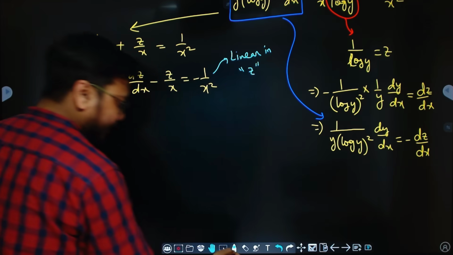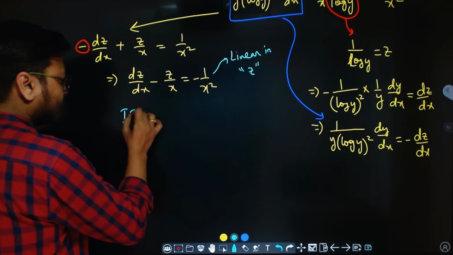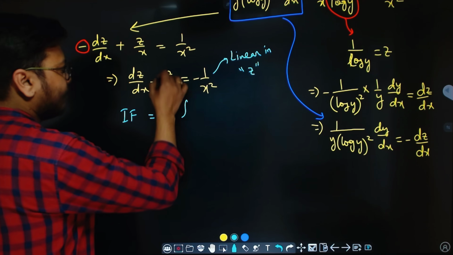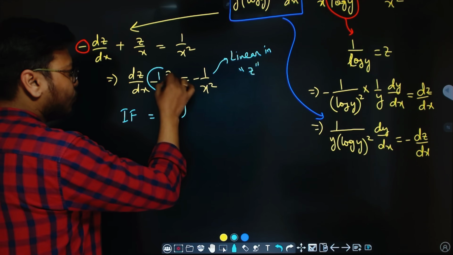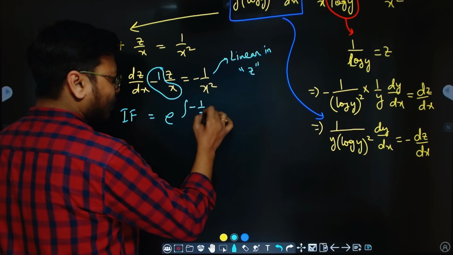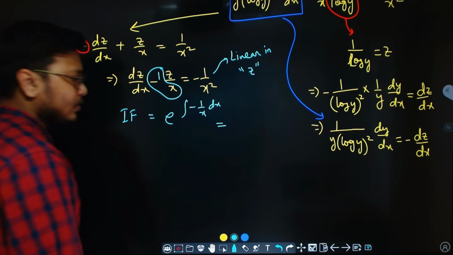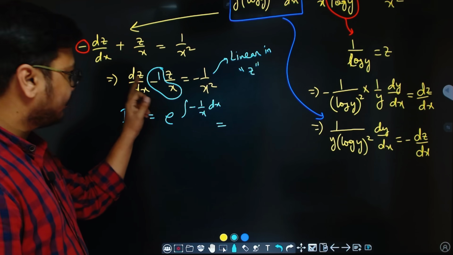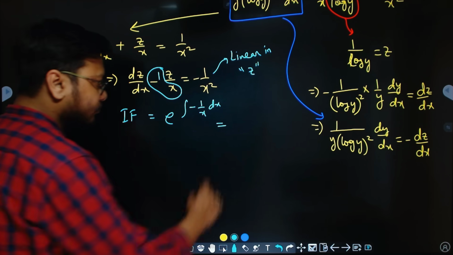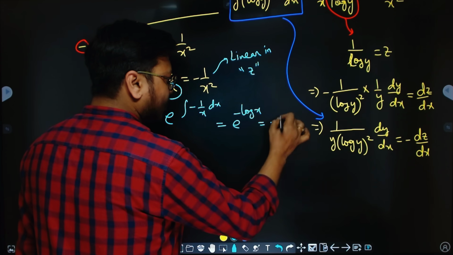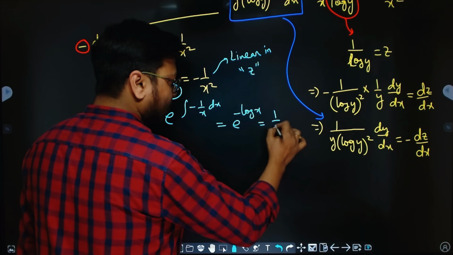So I'll jump to the integrating factor. The integrating factor is going to be e to the power integration of p dx. What is my p over here? My p is minus 1 upon x, so minus 1 upon x dx. Don't forget to take the minus sign. People make the mistake over here. You need to include the minus sign. So e to the power minus log x, and that's going to be 1 upon x.